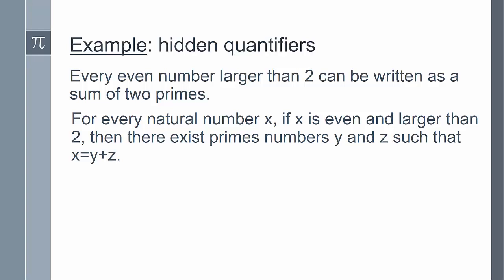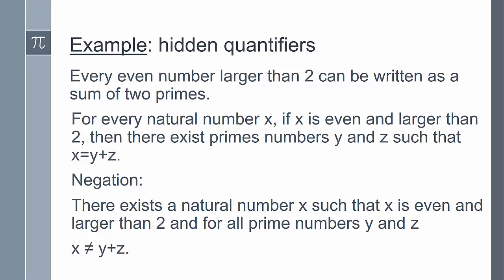So we have an if-then statement. In the hypothesis of the if-then statement, we have a conjunction: x is even and x is larger than 2. Then in the conclusion, we have an existential statement: there exist prime numbers y and z. So when we negate this conclusion, we'll have to have a for all statement. So let's look at a negation.